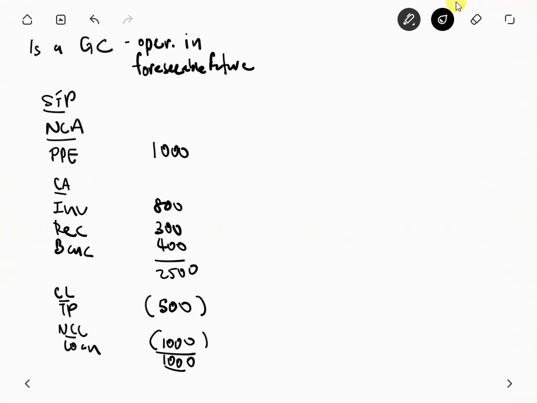Asset minus liability, net asset. Equity will be ordinary share, 1,000, balance. Of course, we have retained earnings. Okay, keep it as nothing.